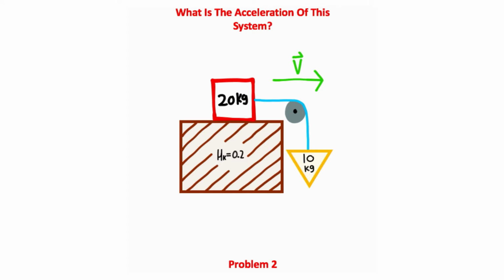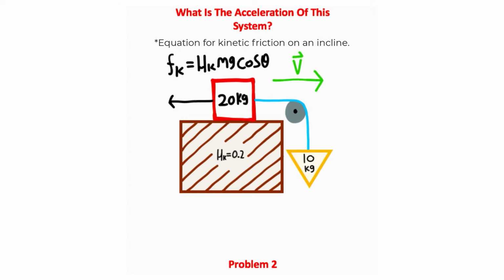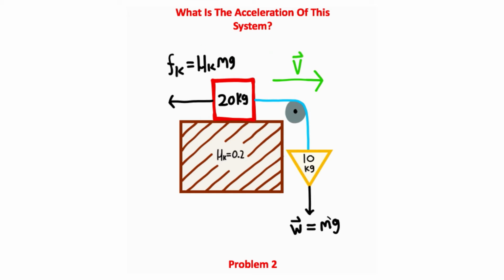Problem 2. What is the acceleration of this system? So notice in this problem we're given a coefficient of friction, but we're also given that the system is moving to the right. We're going to have a frictional force which acts on this object since the system's moving. Frictional force always opposes the motion of the object. Since we're on a flat plane though, and we're not on any kind of incline, we can get rid of this cosine theta here. Now to calculate weight force is just going to be the mass of the object times gravitational acceleration. M prime represents the 10 kilogram object, whereas m represents the 20 kilogram object.